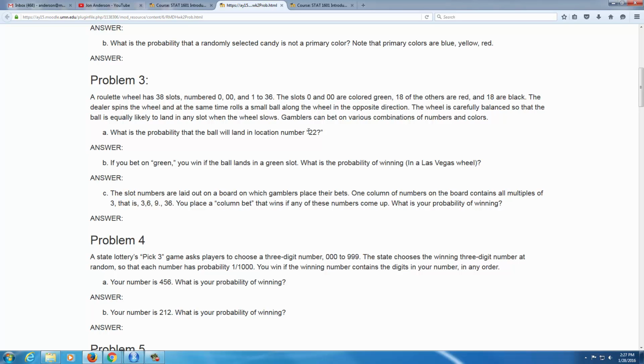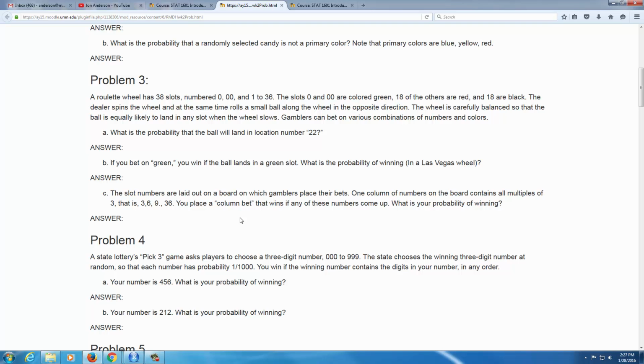In part B, you want to know the probability of winning on green. If you bet on green, what's the probability you win? You need to take the total number of green places divided by the total number of places on the wheel, which are 38, and that should give you the probability.